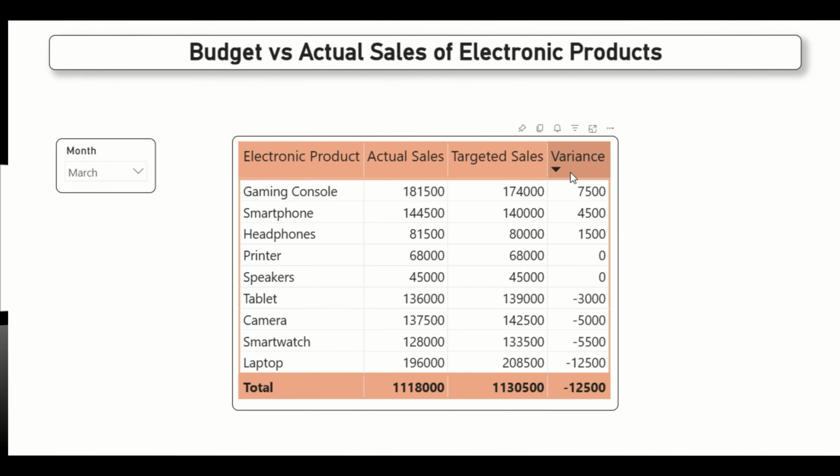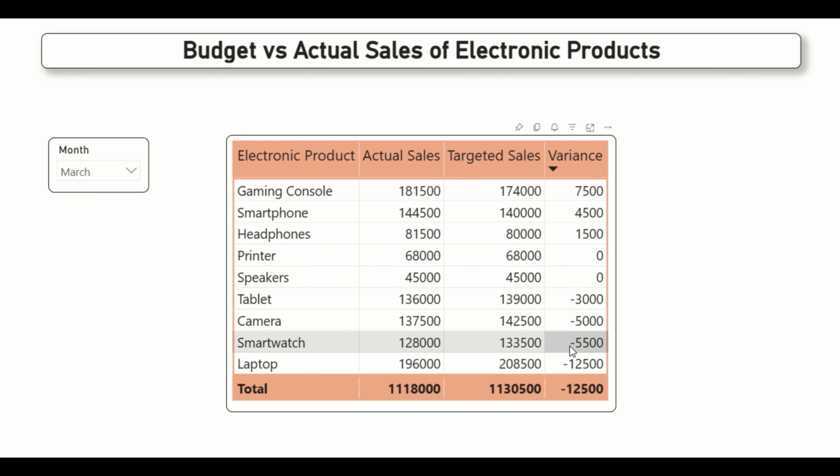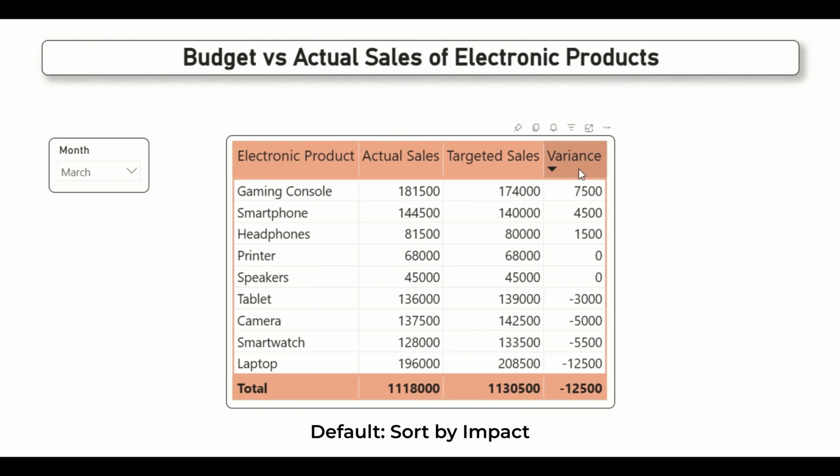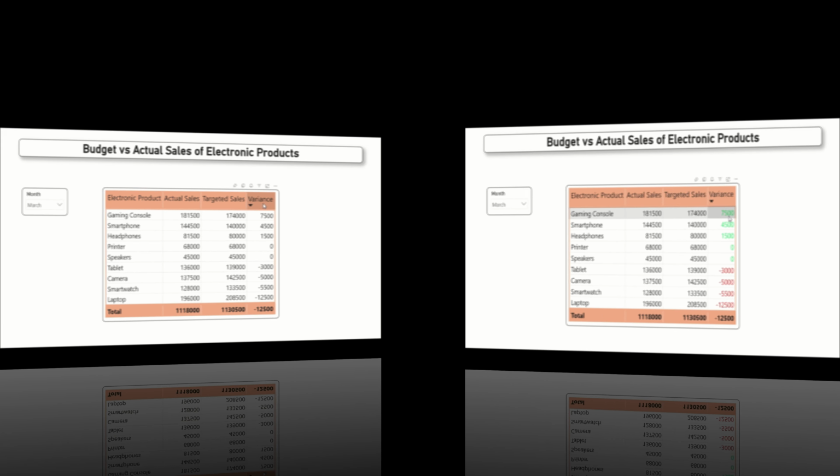In Power BI, sorting is a design decision, not a formatting choice. It decides what the user sees first, second, and third. For review dashboards, sorting by impact is usually the right default. Biggest gaps deserve the most attention.